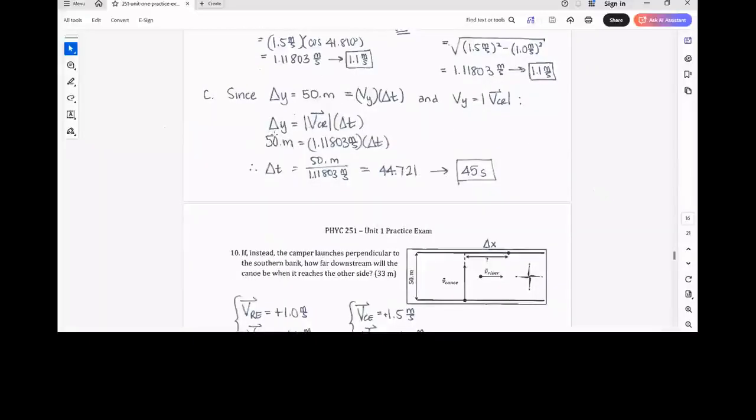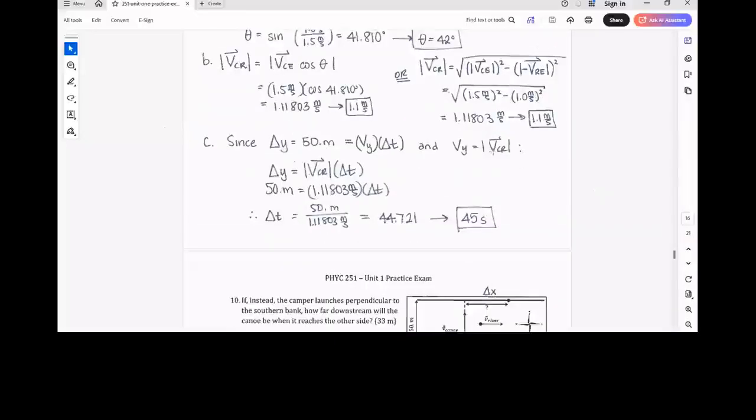So delta y is what we need to work with here because we know the river's width is 50 meters. We know that the velocity in the y direction is literally the same as what we called VCR. Those magnitudes describe exactly the same property of this problem. I can solve that for delta t, and you end up with 44.721 seconds. So to the appropriate number of sig figs, that's 45 seconds.